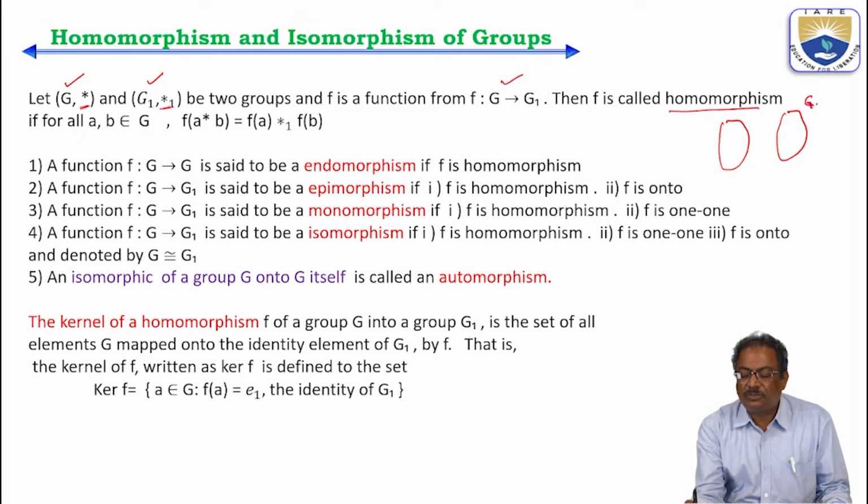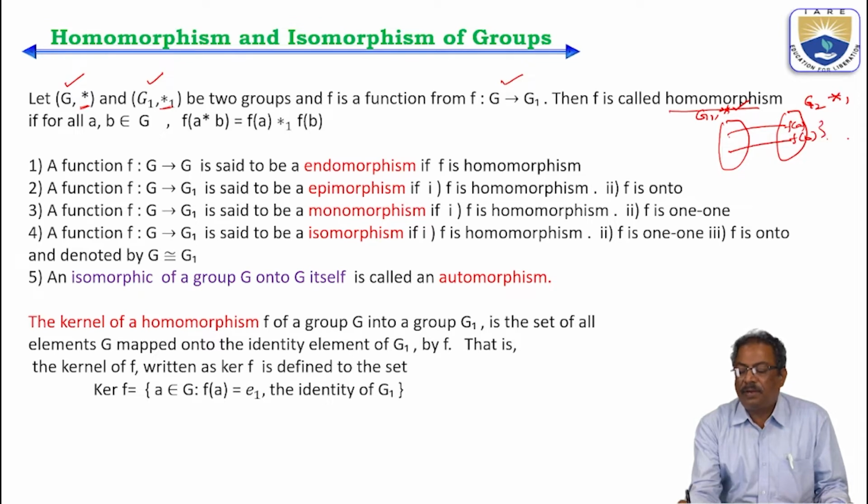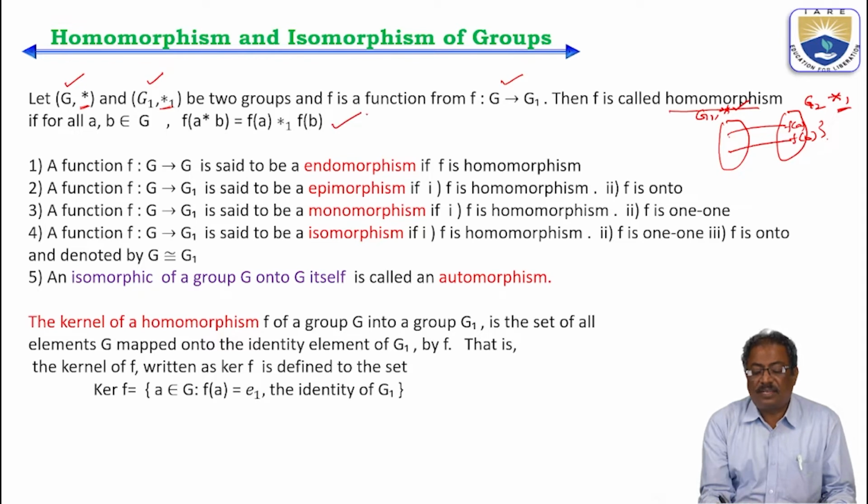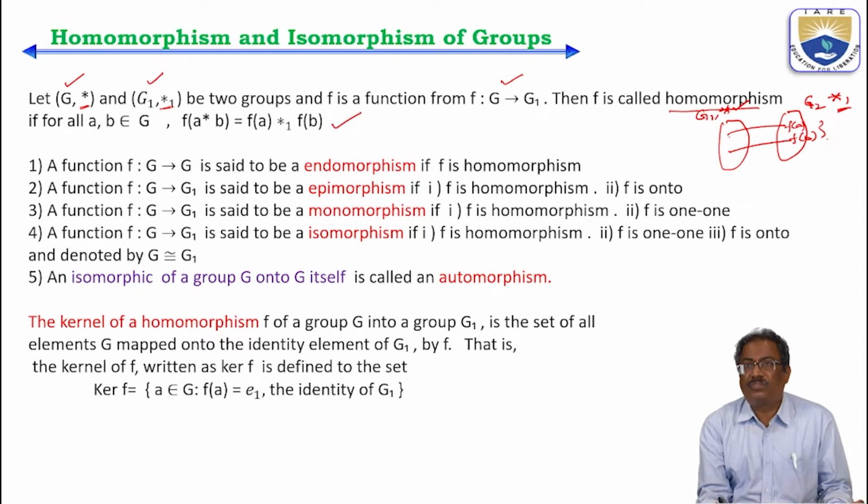See, this is G and this is G1. And of course here the binary operation is star 1, and here the binary operation is star. So I am going to select any two elements here, a and b. Then in between there is a binary operation star, and their images are F of a and F of b. Under these the binary operation is star 1. So whenever this condition is satisfied, then the function we are calling a homomorphism.